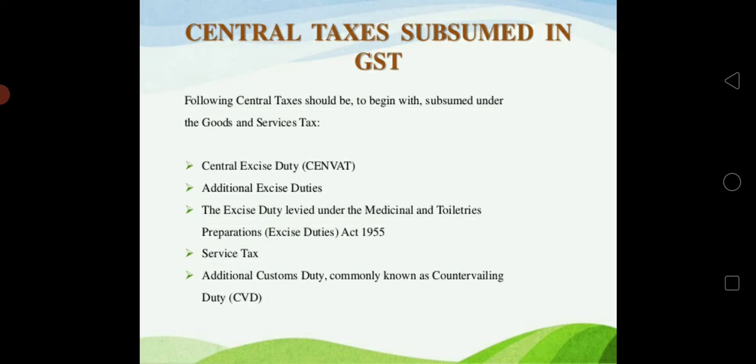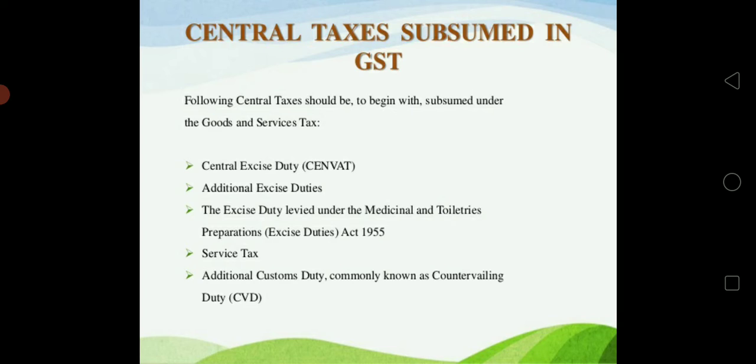Next one, additional excise duty. It is on textiles and textile products. Next one, duties of excise. It is on medicinal and toilet preparations. And next one, service tax.